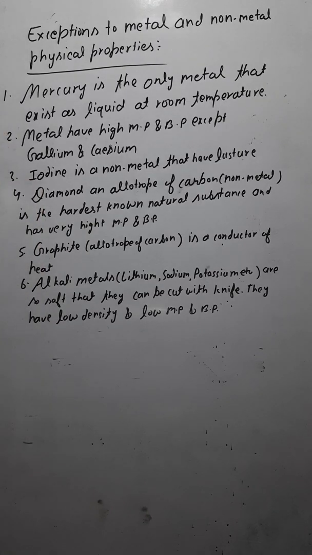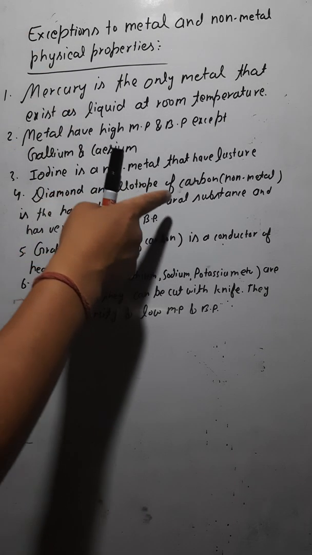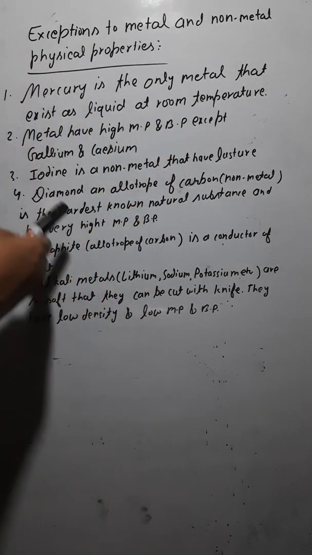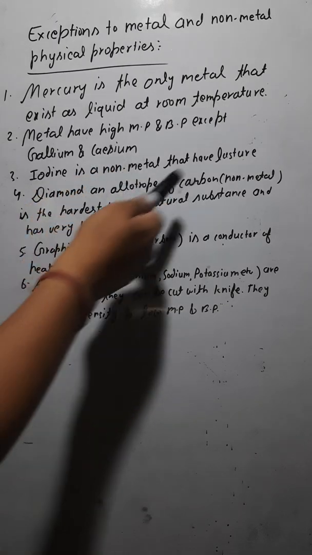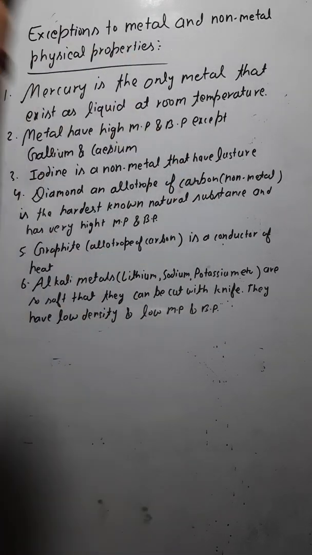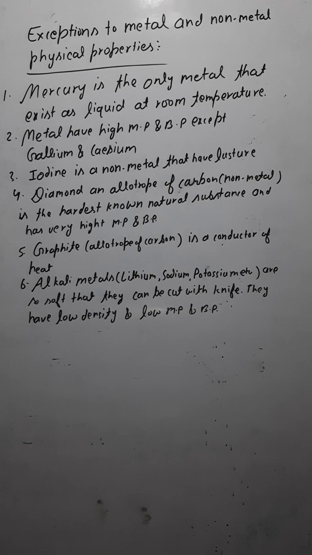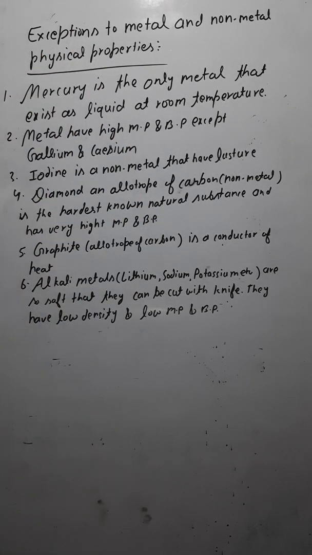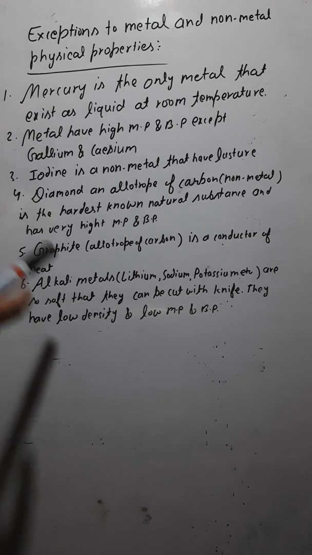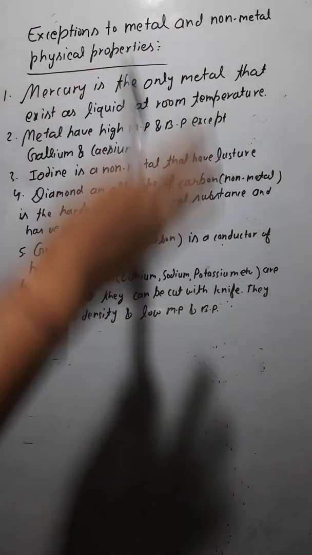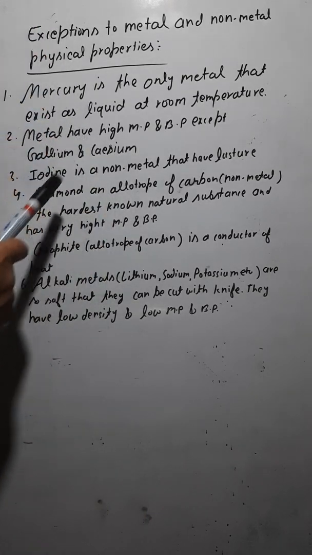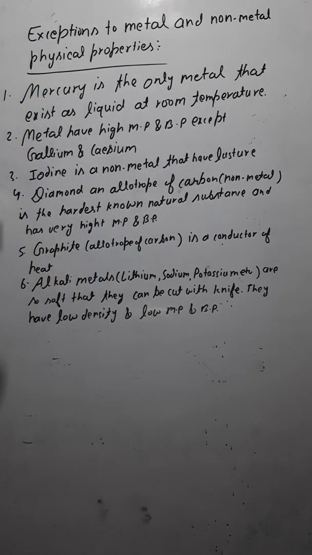It is very much harder, even harder than the metal. We have read the property of the non-metal, and then we have read that non-metals are very soft. But diamond, which is again made up of carbon, which is a non-metal, is the hardest known natural substance. So again, not following the physical properties of non-metals. And one more property of the non-metal we have already discussed: non-metals have low melting and low boiling point, but diamond has high melting point and high boiling point. Whereas it is what? It is a non-metal.